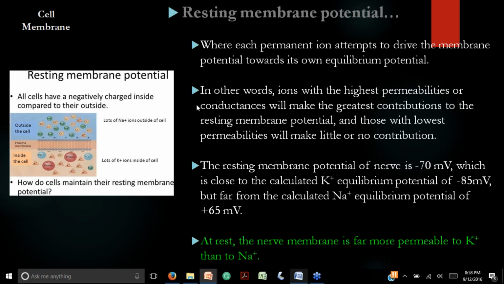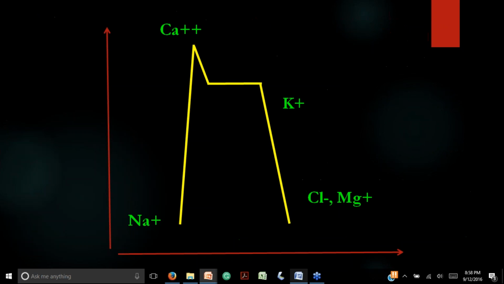All right, so resting membrane potential. At rest, the nerve membrane is far more permeable to potassium than sodium. And if you remember here, the resting potential of the nerve is going to be in this area. So the potassium channels are going to be far more permeable than the sodium. Why? Because we are in the repolarization phase.